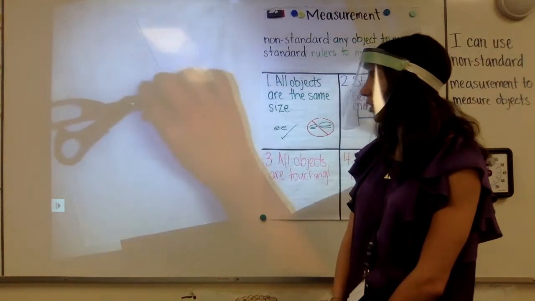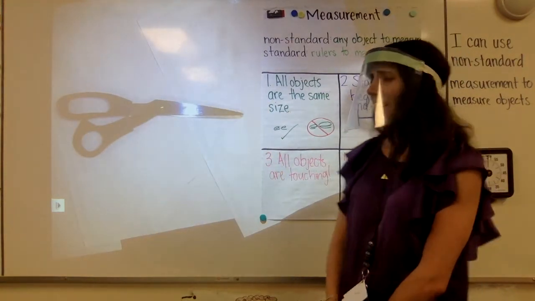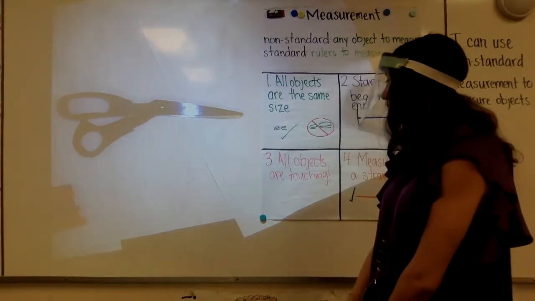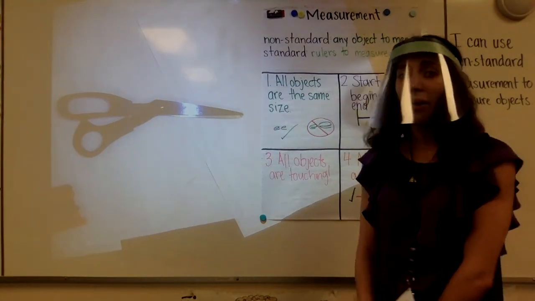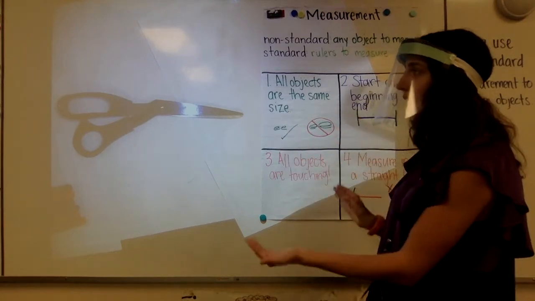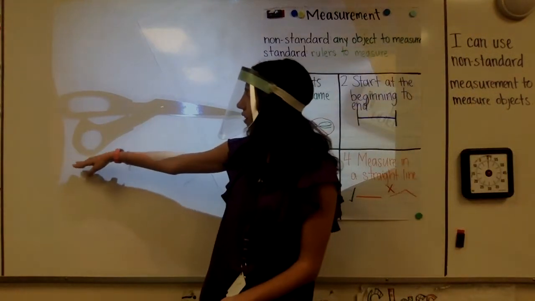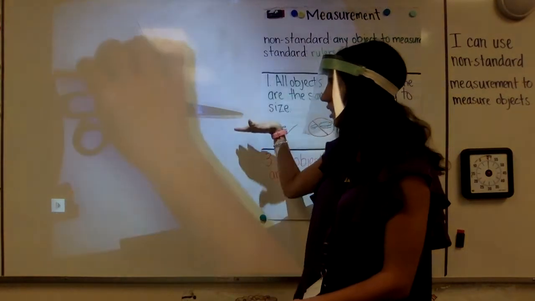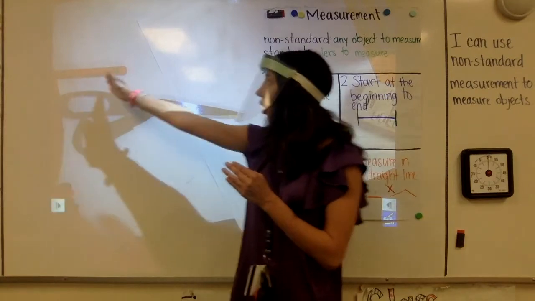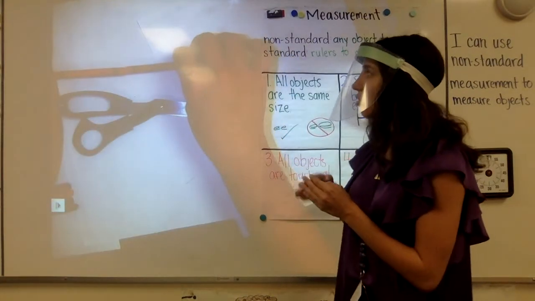And I'm going to be measuring this pair of scissors. Now these scissors are kind of an odd shape, and so I'm going to have to pay really close attention to make sure that I am measuring in a straight line so I can get the full length of the scissors. I don't want to try to follow the edge of the scissors with my crayons. I want to make sure that it goes from the beginning all the way to the end in a straight line.